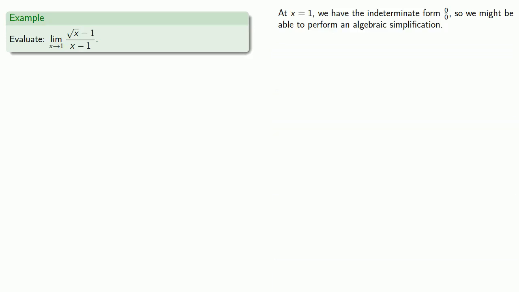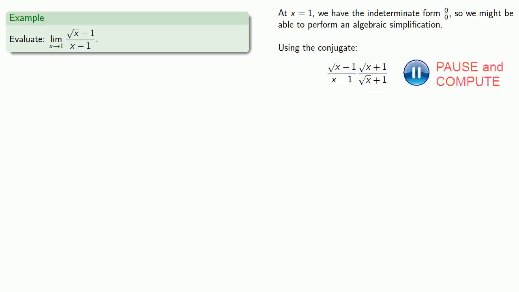So the conjugate of a set of terms involving a square root is going to be the same set of terms, except we're going to change our pluses to minuses, and our minuses to pluses. So the conjugate of square root of x minus 1 is the square root of x plus 1, and since we don't want to change the actual value of the expression, we need to multiply by square root of x plus 1 over square root of x plus 1. Now since our goal was to get rid of one of those square roots, it's worth multiplying the numerator, giving us x minus 1.